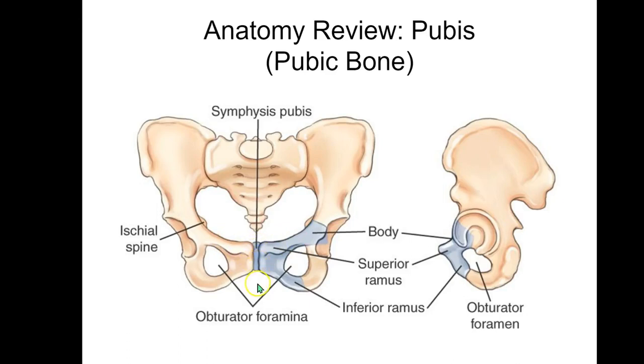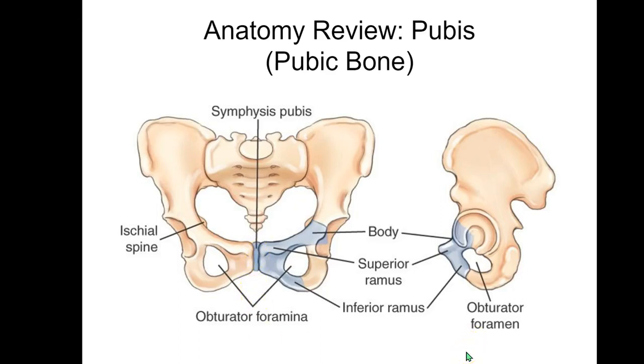pubic symphysis joint. The pubic symphysis joint is an amphiarthroidal joint which allows for limited movement. And think about that. That's important for childbirth. So this is an amphiarthroidal joint.